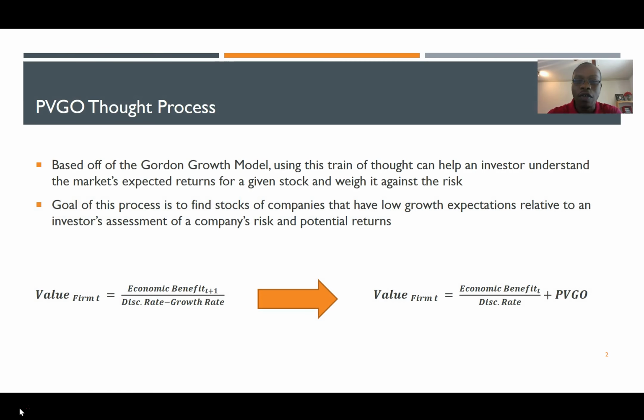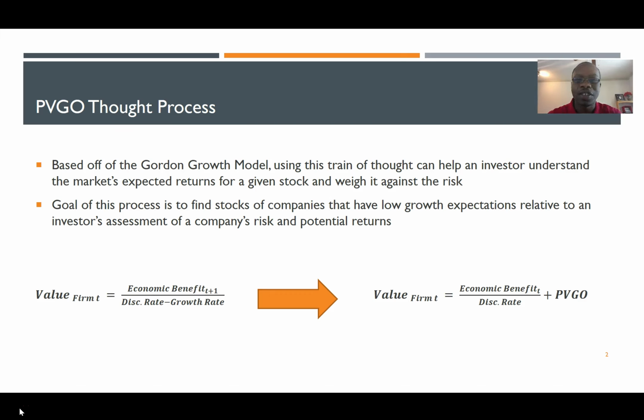Now, just a quick overview of everything. PVGO stands for Present Value of Growth Opportunities. This is something that's already well known in financial theory, but rarely used to understand how much of a current stock price of a company is based off of what they're worth today versus what expected growth is going to be for that company tomorrow.